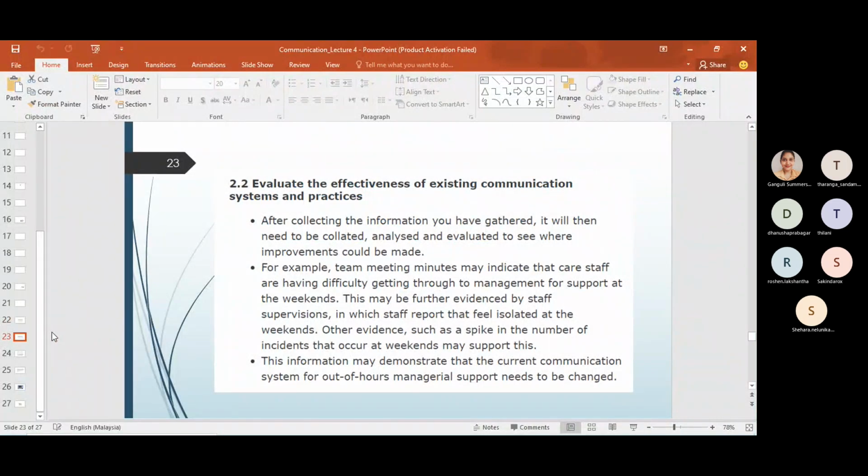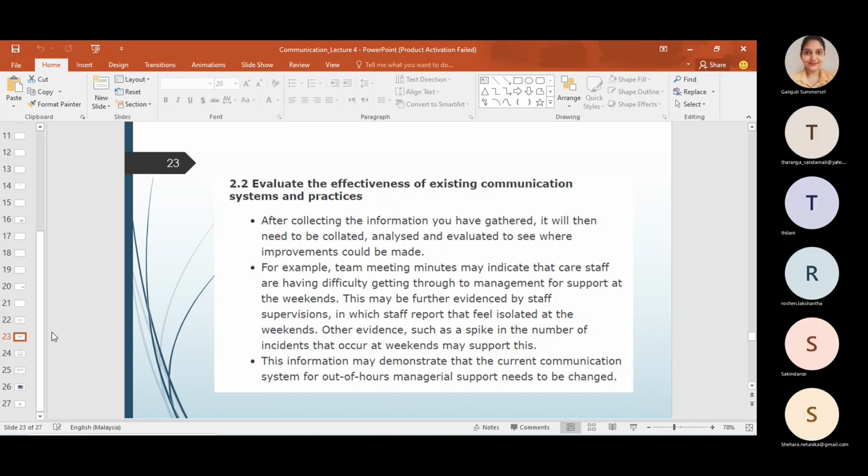Okay, so for example, look at the second point. For example, team meeting minutes may indicate that care staff are having difficulty getting through to the management for support at the weekends. Okay, so this may be further evidenced by staff supervisions in which staff report that they feel isolated at the weekends. Other evidence such as a spike in the number of incidents that occur at weekends may support this. Okay, so in this particular workplace, මේ එක්තරා workplace එකක the care staff is facing some problems in contacting the management. ඒ කියන්නේ care staff එකට management එකේ කට්ටියව contact කරගන්න අමාරුයි during the weekends.